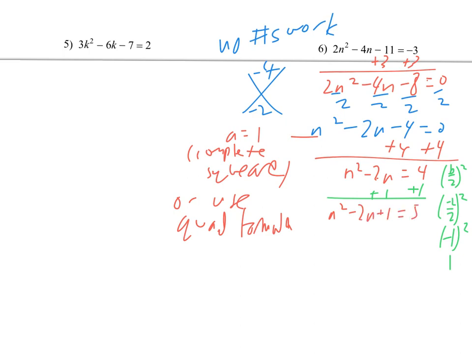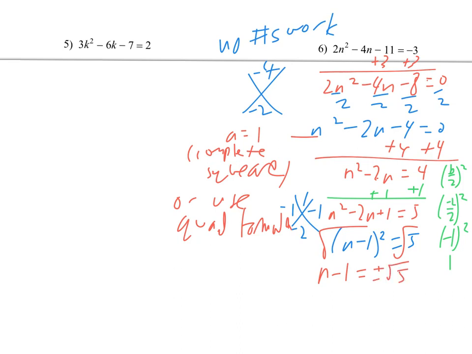Then I'm going to factor this now, multiplying to 1 and adding to negative 2, which is negative 1 and negative 1. So I get n minus 1 squared equals 5. And then I can square root both sides, giving me n minus 1 equals plus or minus radical 5. And then I'm going to add the 1 over. And then I get n equals 1 plus or minus radical 5.